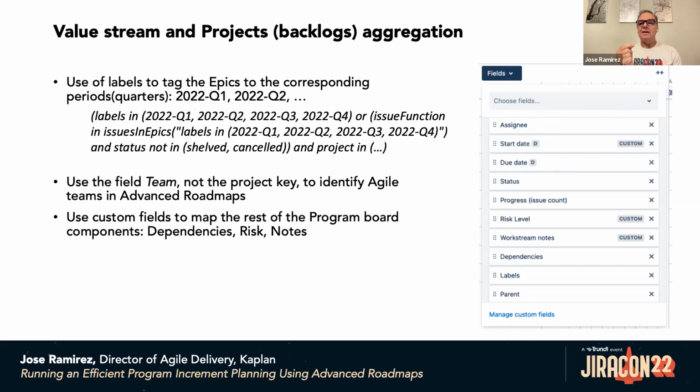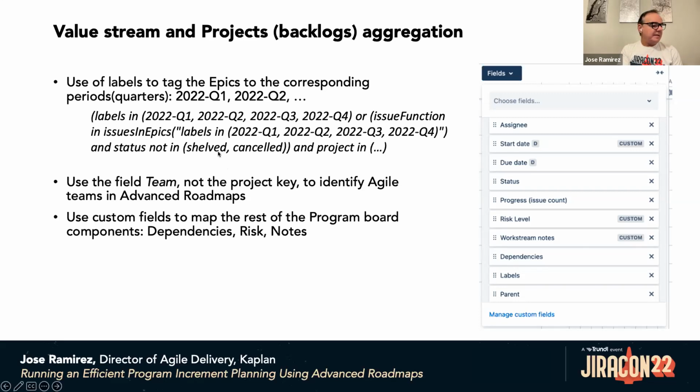Why labels? Because labels is a global object in Jira. So you define the 2022 Q4 label in Jira, and it's available for everyone. So you don't need coordination about the proper use of the label.